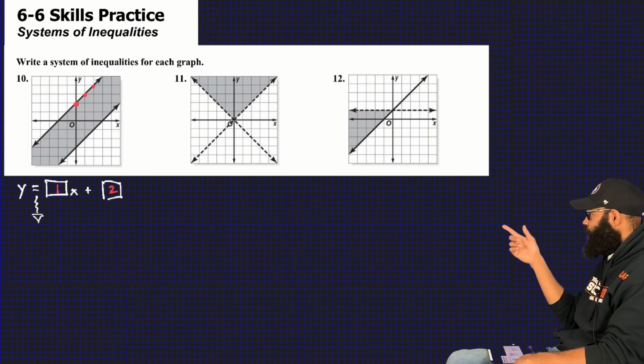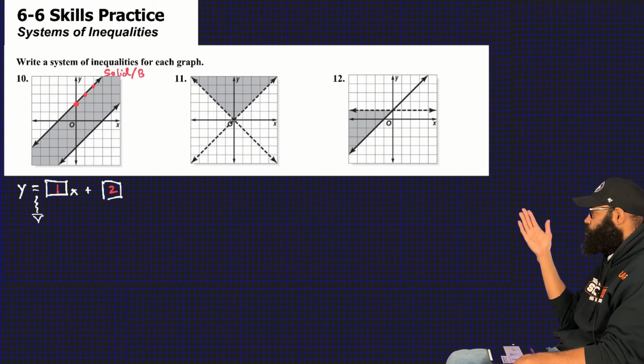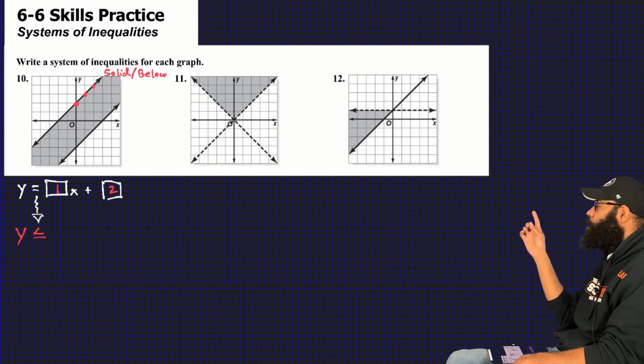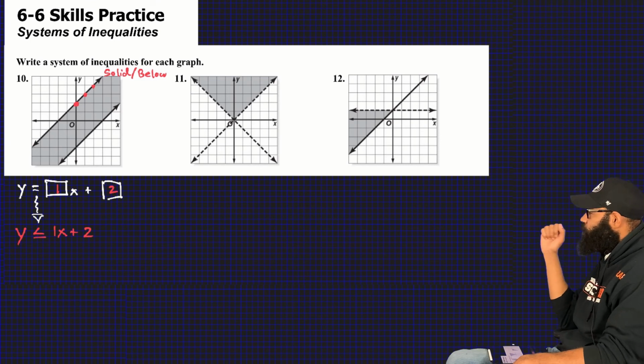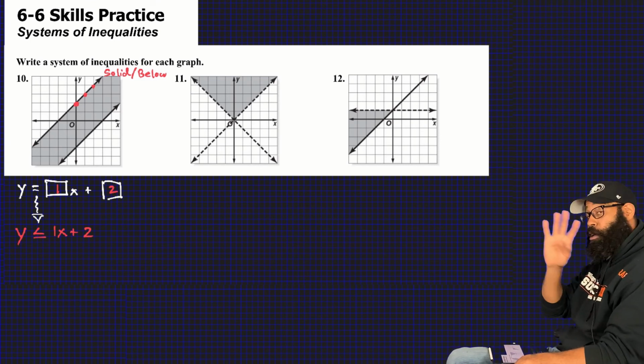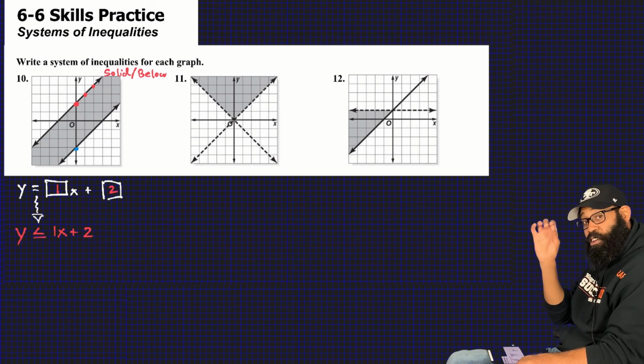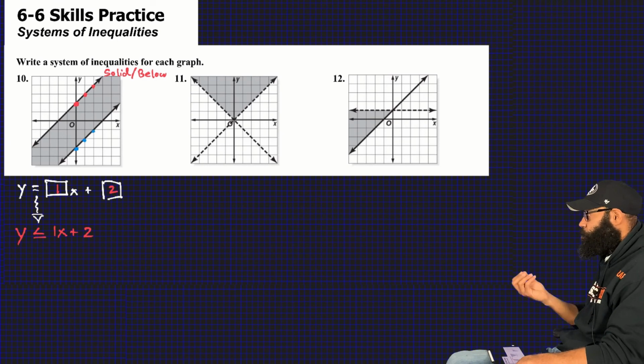So right now, I'm getting my y-intercept, 2. And it looks like I'm up 1, right 1, so the slope's 1. So I already know it's y not equals, because this is a solid line shaded below. Y is less than or equal to 1x plus b. So again, those 4 questions we're using again. Since they're showing me the graph, I'm going to pull the information I need to write what I need.